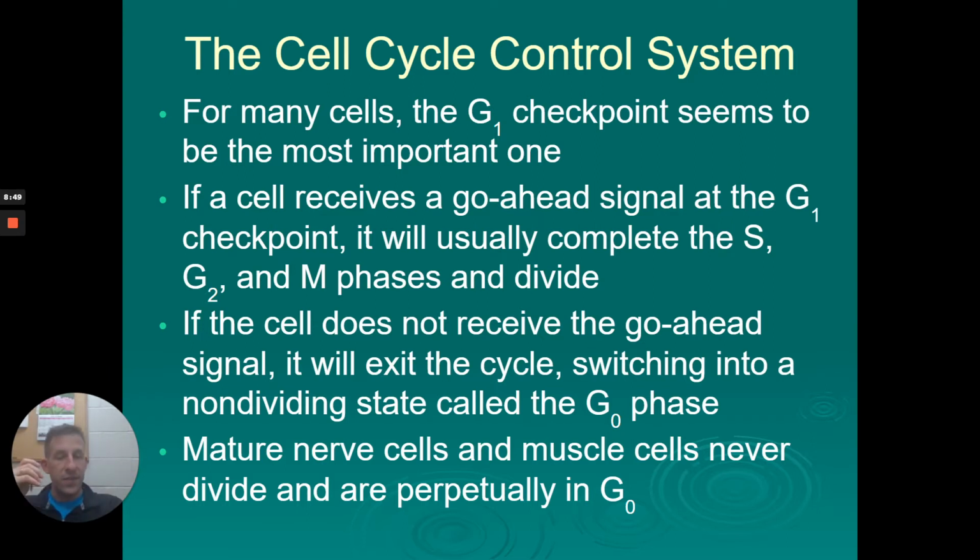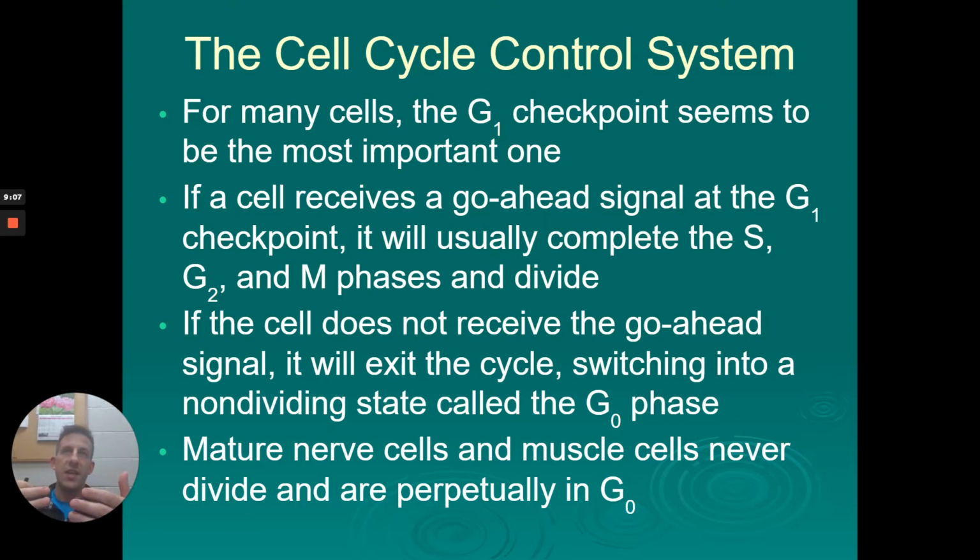And if all of these things happen in the G1 checkpoint, then usually everything else will go off without a hitch. Now, if a cell doesn't receive this go-ahead signal at one of the checkpoints, that cell will enter a non-dividing state called the G0 phase. Okay, and the G0 phase, a G with a little 0 at the bottom, is one we haven't discussed yet. And the G0 phase basically is this non-dividing state.